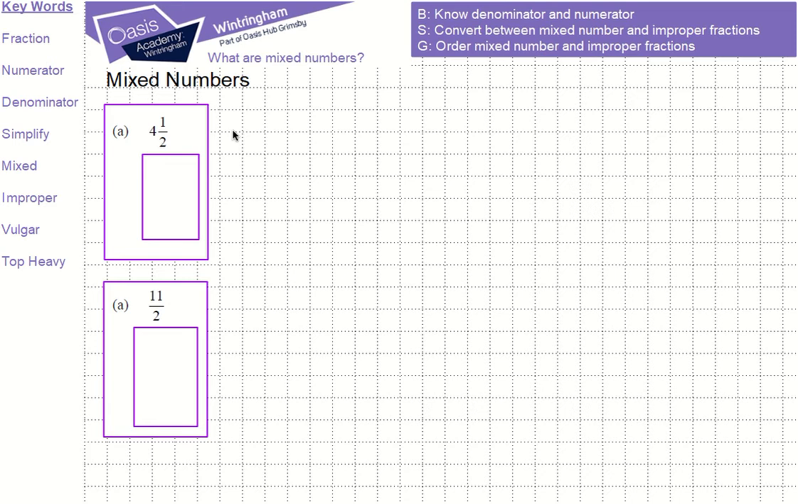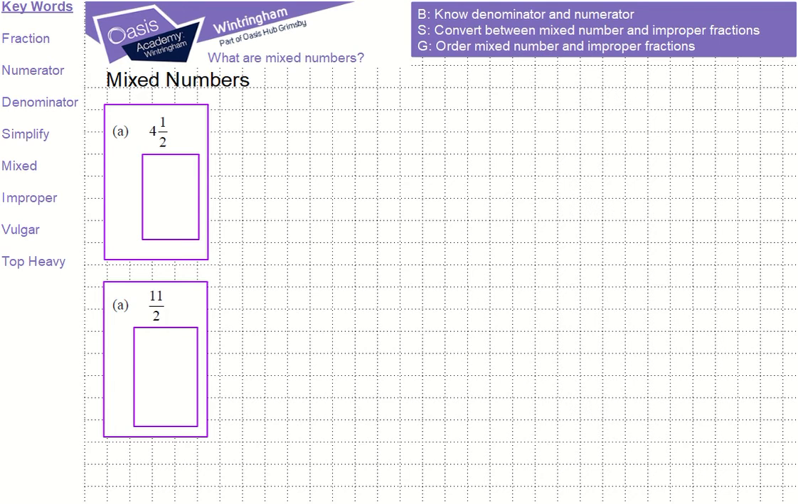Okay, so what we're going to look at is converting mixed numbers, which we've got an example at the top. This is a mixed number, and we're going to convert that into an improper fraction. An example of an improper fraction is this one here, where the numerator, in this case 11, is bigger than the denominator, which is 2.